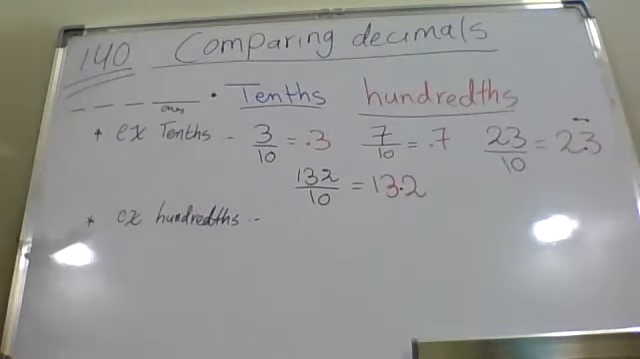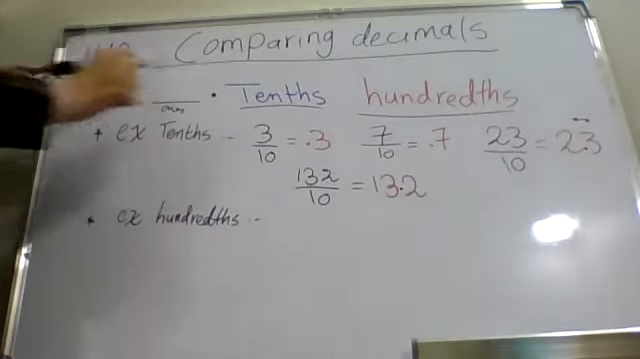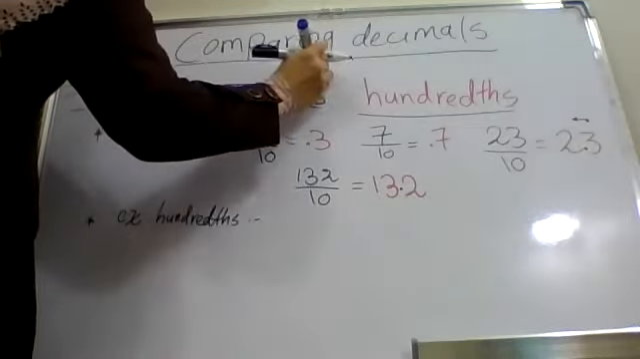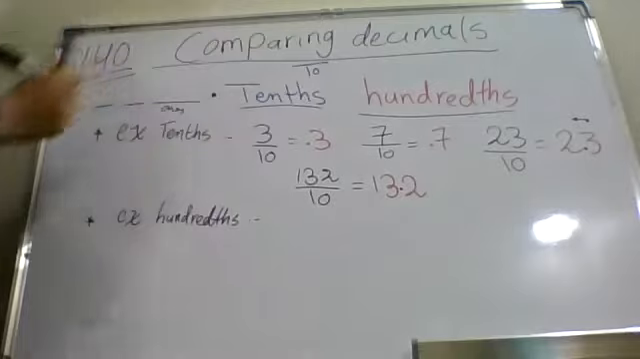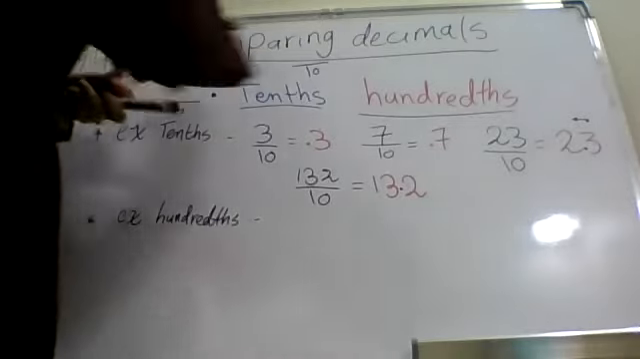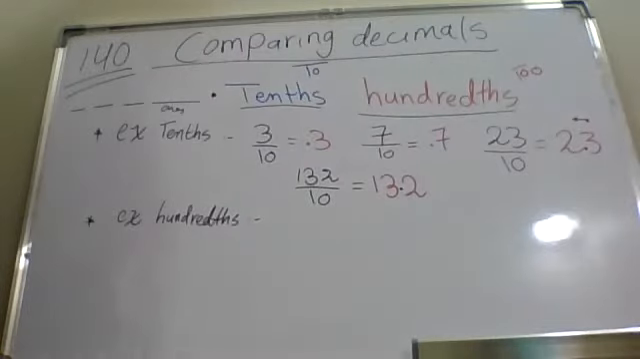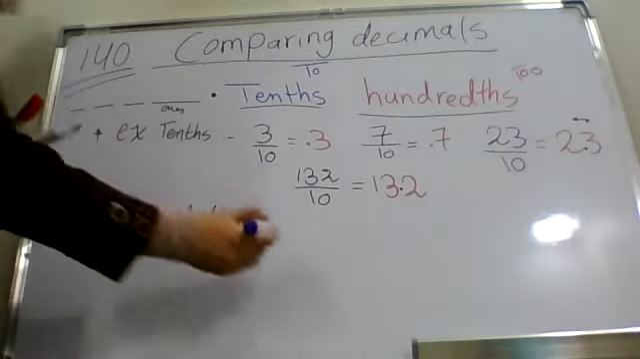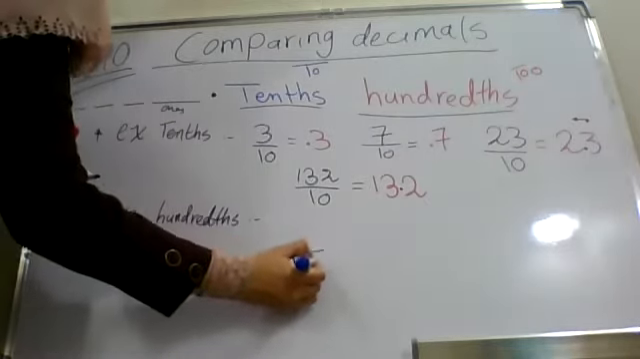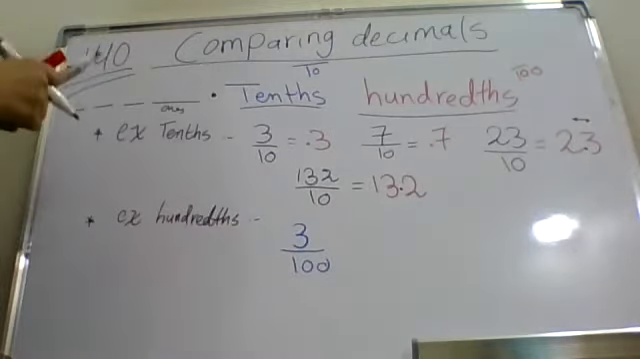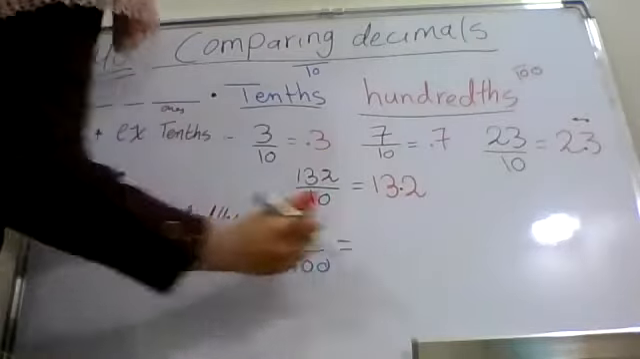But if I'm talking about the hundredths, the first one, the tenths, we're talking about numbers over 10. And the hundredths, we are talking about numbers over 100, okay? So it's over 100. How about some examples on the hundredths? We said that we need to write some numbers over 100. So if I have 300, how can I write it in decimals?